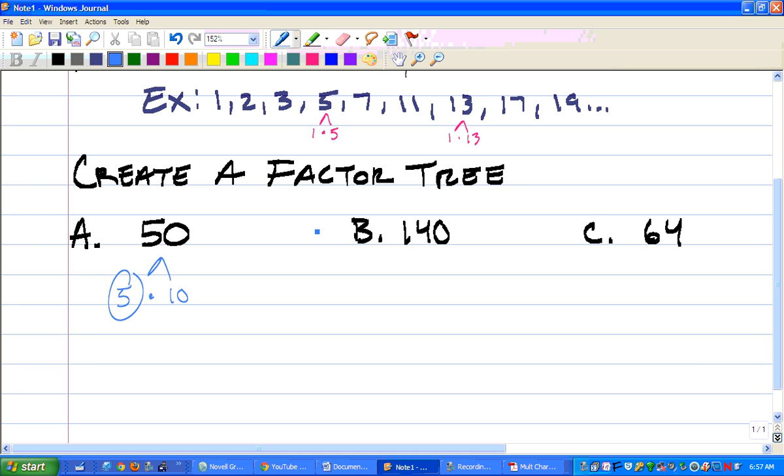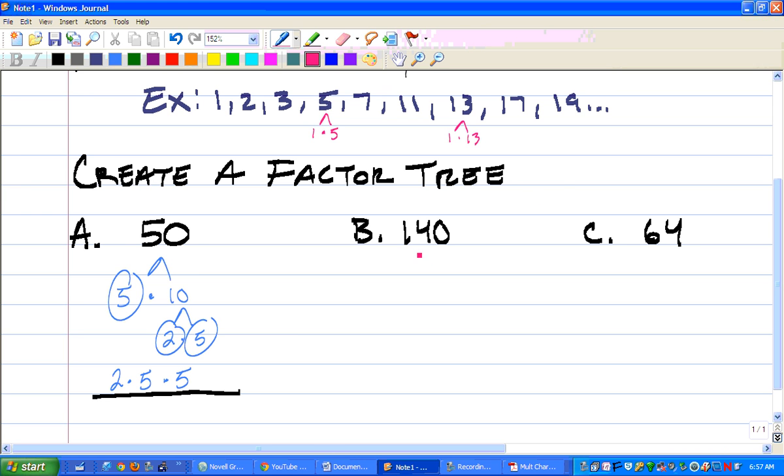And 5 is a prime number. And now 10 can be broken into 2 times 5. So our prime factorization of this number is 2 times 5 times 5.